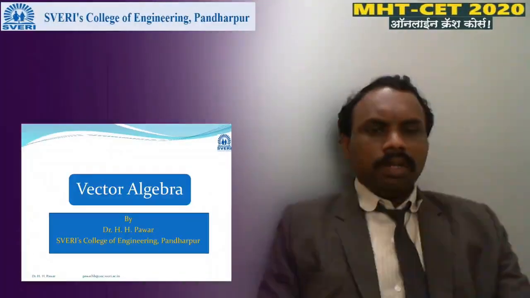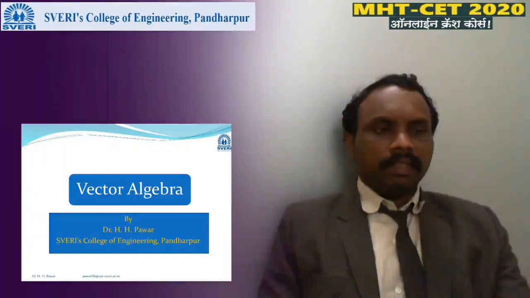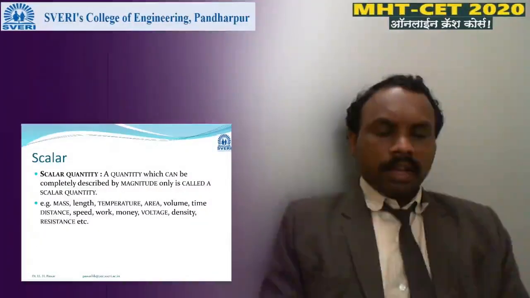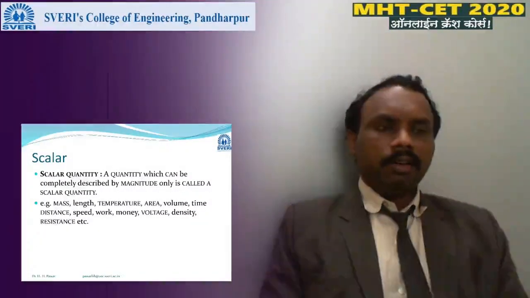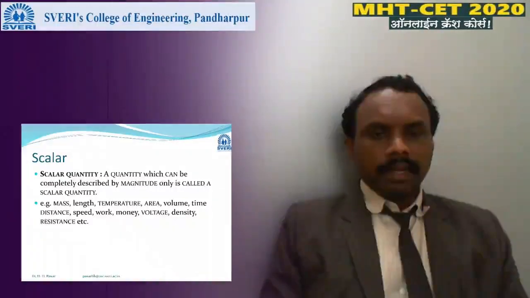Today we are going to discuss vector algebra from 12th science based on MHT-CET. Physical quantities are basically divided into two types, scalar quantity and vector quantity.